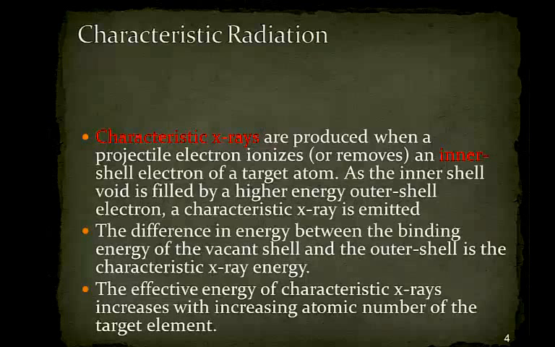As the inner shell void is filled by a higher energy outer shell electron, a characteristic X-ray is emitted, and that is the cascade from the outside coming in. The difference in the energies between the binding of the vacant shell and the outer shell is the characteristic energy. The effective energy of the characteristic X-rays increases with the increasing atomic number of the target element itself.